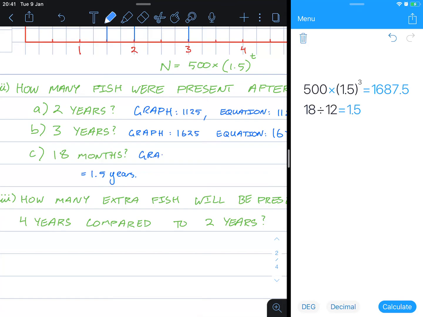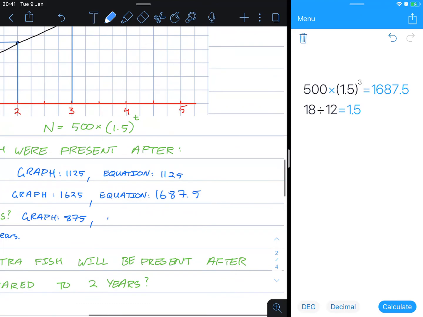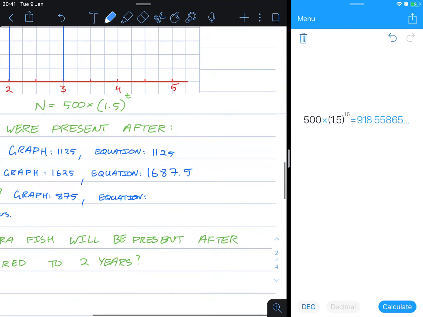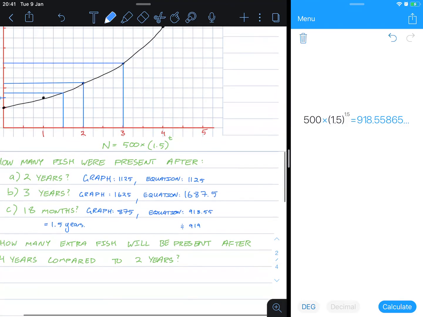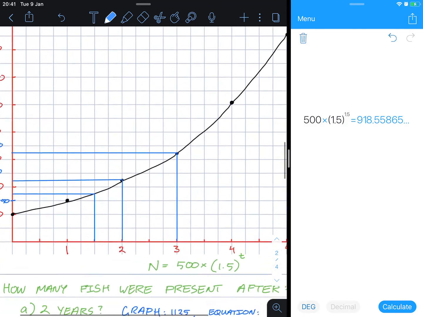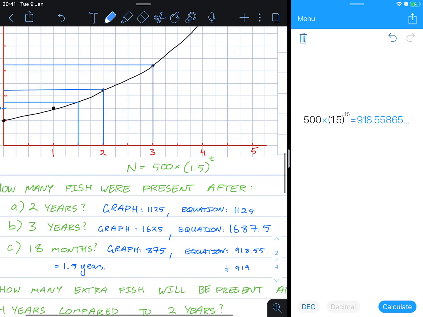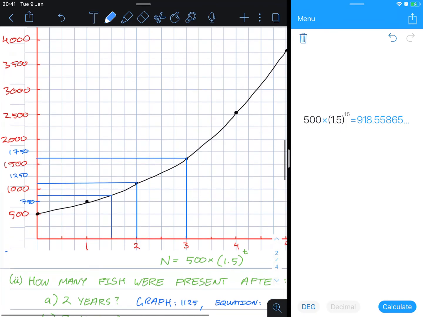So according to the graph, we're getting 875. But if we substitute 1.5 into the equation, so let's substitute that in. 500 times 1.5 to the power of 1.5. That's giving me exactly 918.55, which is approximately 919. So now the point that I'd like for you guys to learn here is that depending on how accurate your graph is, it's fine to just utilize the graph if that's all you've been given. However, if we've been given an equation, it's best to use that over the graph. But approximating from the graph is just fine.